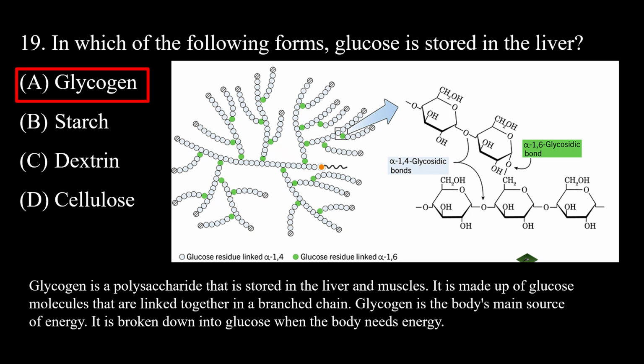As you can see in the structure of glycogen, it has straight chain alpha-1,4 linkages and branch chain alpha-1,6 glycosidic linkages. So glycogen is a polysaccharide that is stored in the liver and muscles. It is made up of glucose molecules linked together in branched chains. Glycogen is the main source of energy, and whenever we need energy, it is broken down into glucose and fulfills the energy needs of the body.